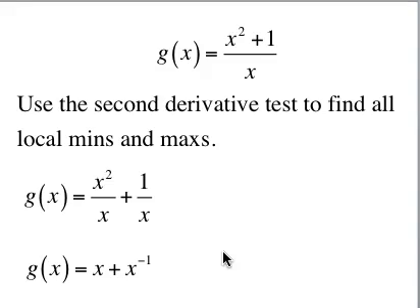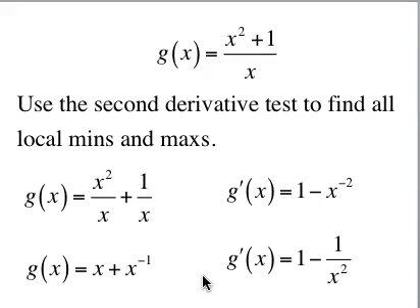We want to get the first derivative. The derivative of x is 1. The derivative of x to the negative 1 is negative 1 x to the negative 2. How do we write that? Let's rewrite that as 1 minus 1 over x squared. That's our first derivative.